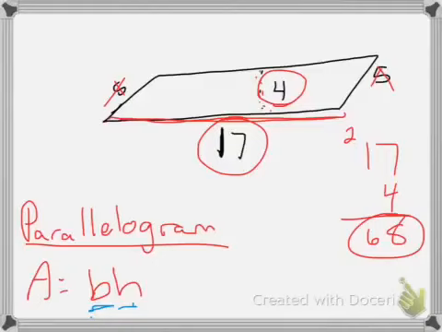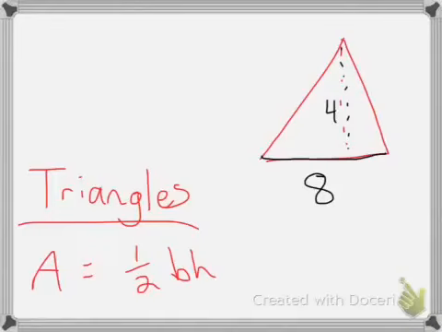If we look back, rectangle is length times width. So close to the same thing there, not quite the same, but pretty easy to find. Now we're going to go ahead and do triangles. So triangle is 1/2 base times height. So the two things that you need to know are base and height.